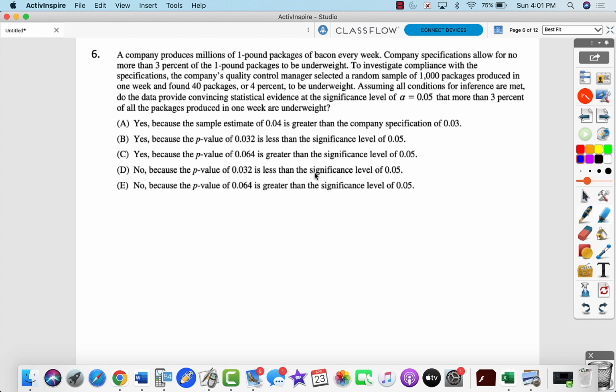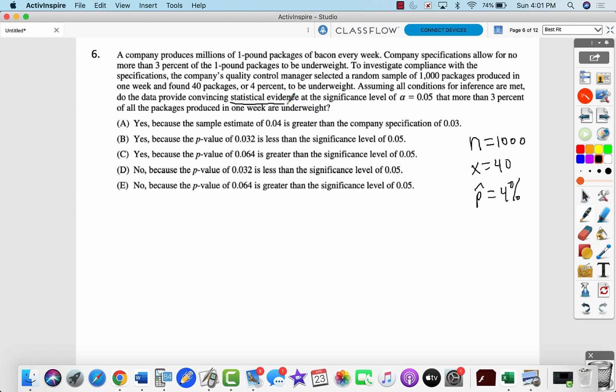Okay, so this company produces millions of 1 pound packages of beef every day. They took a random sample of 1,000 and found 40 packages to be underweight. Now 40 is a count. The percent is p hat. If you take the count and divide it by how many you check, that's p hat. P hat's sort of like an x bar of the proportion world. X bar is like the average for the mean world. They're both statistics.